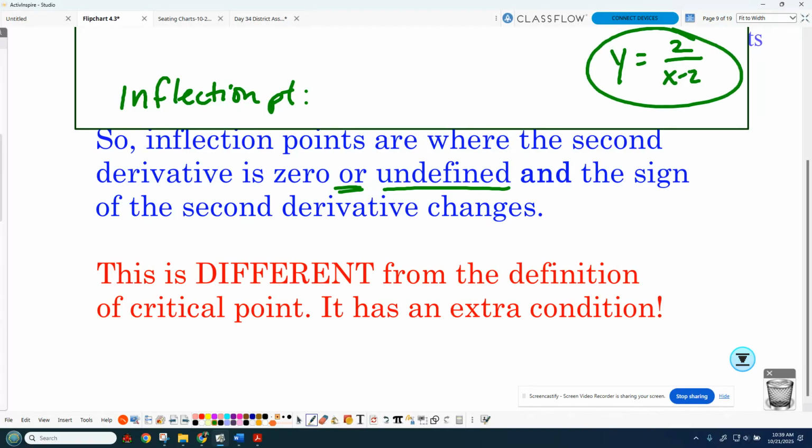So, in this equation, find the critical points, find the inflection points, and give justification. Just in case we need to write things down.